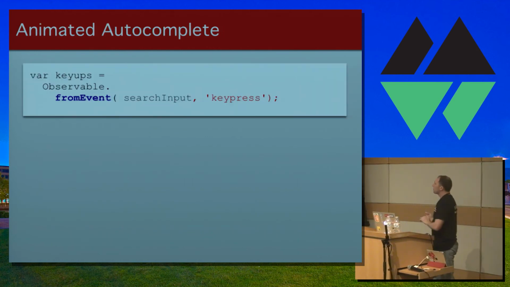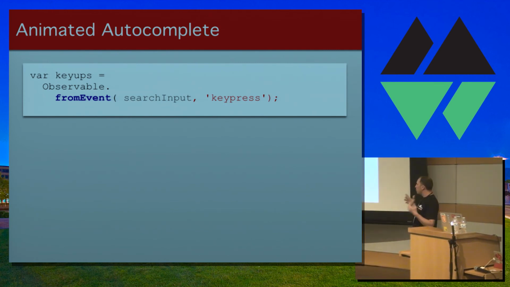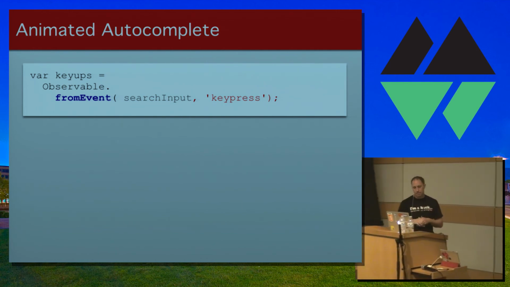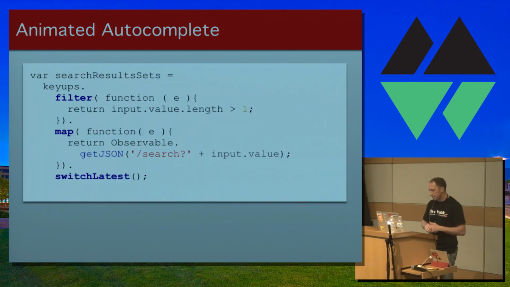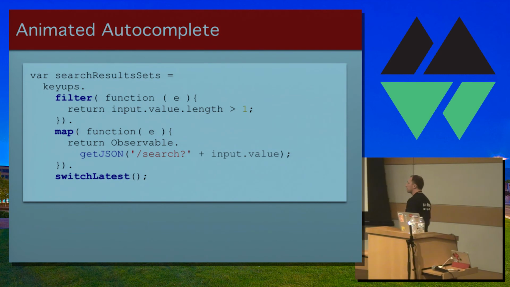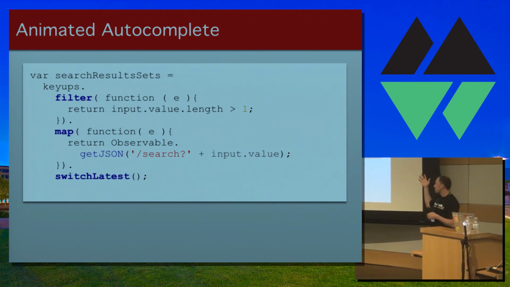So let's build this out. The first thing we need to do is listen for those key ups. So we're going to create a new observable from every time the user hits a key inside of our search input. Then what we're going to need to do, again, is transform those search results into AJAX requests.